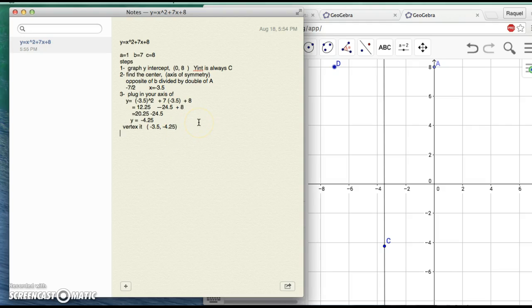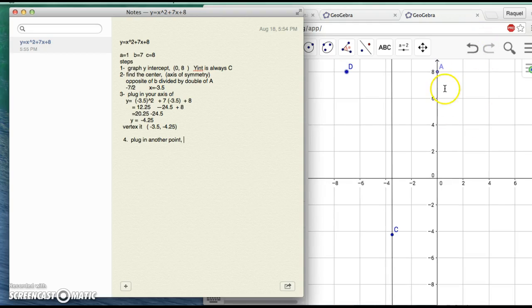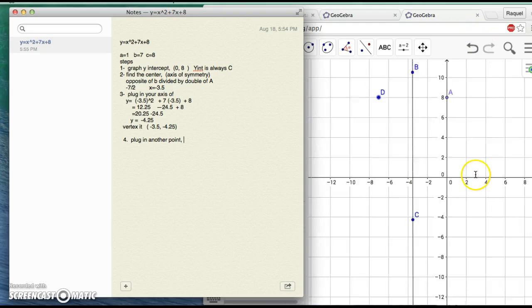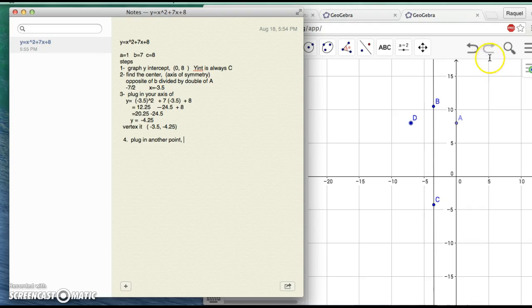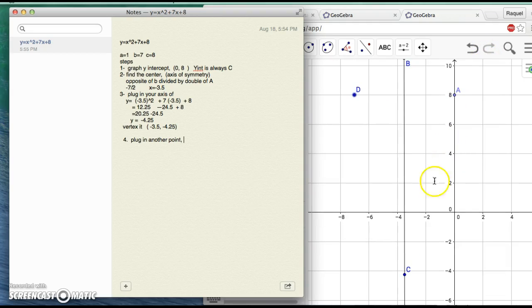Okay. That would be 4. Plug in another point. Now try to make it smart. I mean, if you plug in these numbers, the graph's going to be too high. So I want to plug in something easy. Negative 2 looks like it's pretty good to do. So you got to decide whether you want to go between these points or away from these points. More than likely, if you plug in a point over here, the graph's going to be way up there. Okay. So I'm going to plug in negative 2.